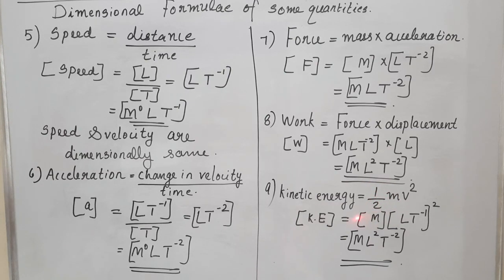So no need of writing any dimensions here. Then m, then v square, so [LT^-1] whole square. So ML^2T^-2. So kinetic energy has got dimensions 1 in mass, 2 in length and minus 2 in time.